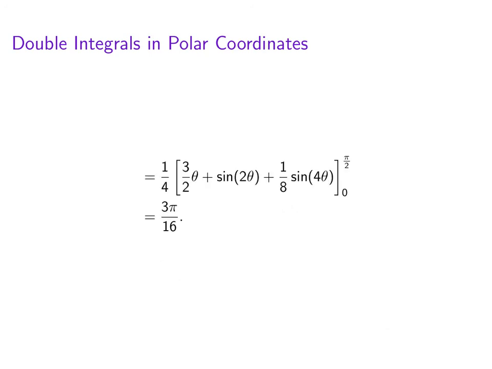And if we keep going, compute an antiderivative, then this is what we're going to end up with. That all works out to 3 pi over 16.